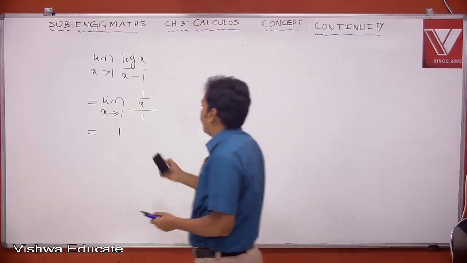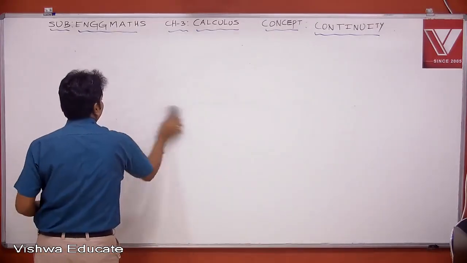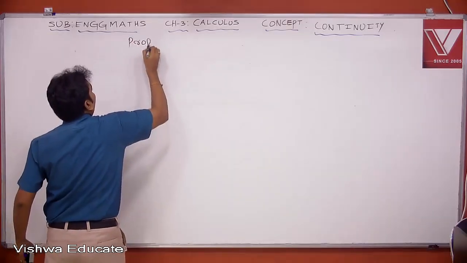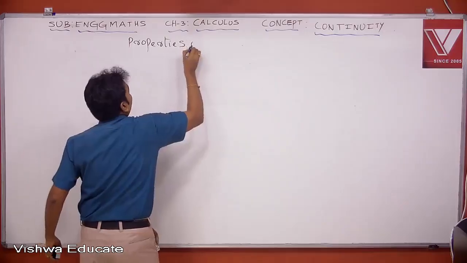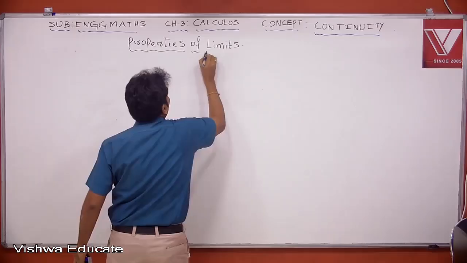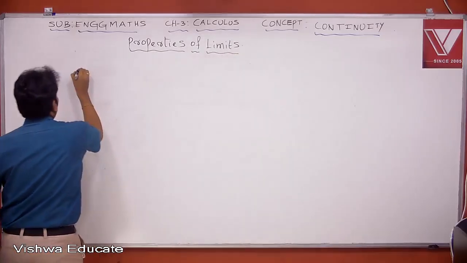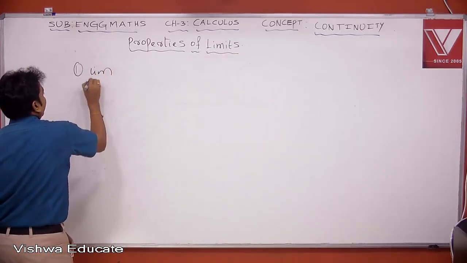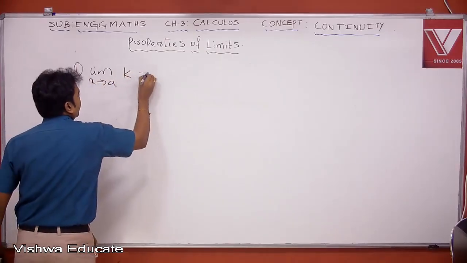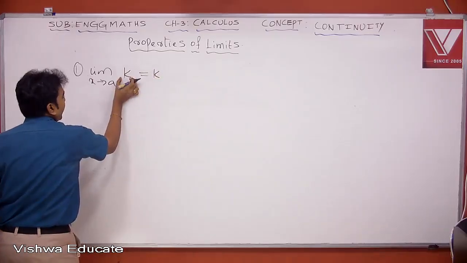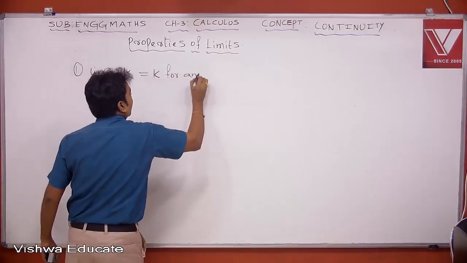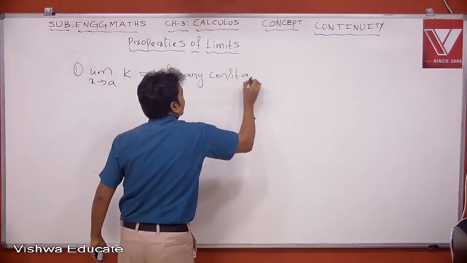Now we discuss properties of limits. The property one is limit x tends to a, k. That is the limit of a constant function. This is nothing but k. So there is no variable part here. It is a constant expression. So the result is k. This is true for any constant k.